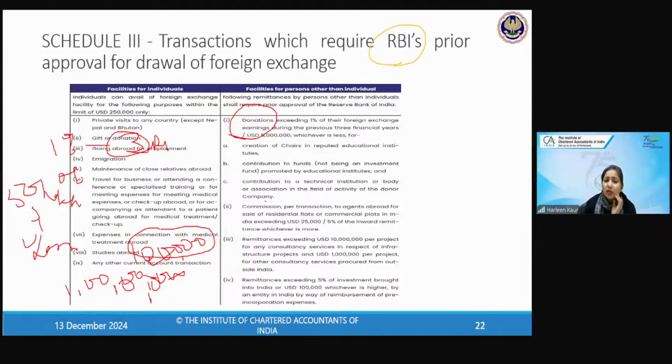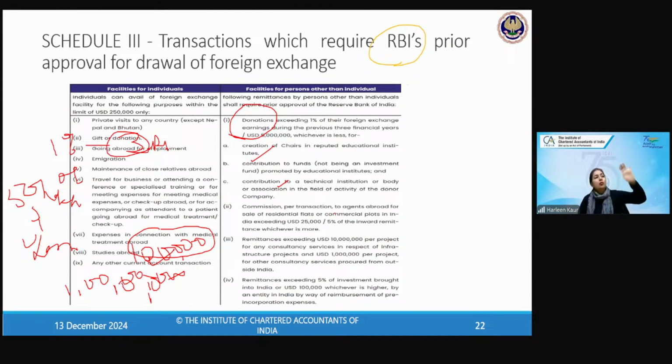Now, for what purpose you are using this money? We are using it for creation of chairs in reputed education institutions, or we are contributing funds, not being investment funds, promoted by the education institutions, or we are contributing towards technical institutions in the field of activity of the donor company. So what kind of donation? So the first point is very interesting, for creation of chairs in reputed education institutions. Now there is Mr. M who is working in your company, ABC Private Limited.